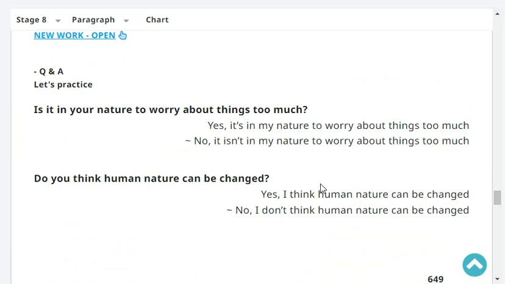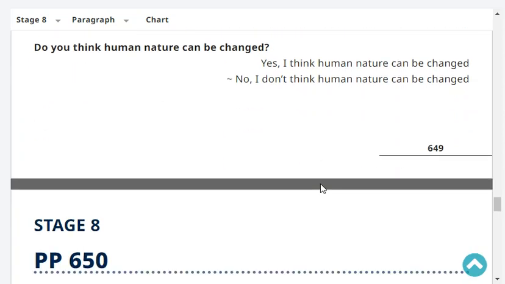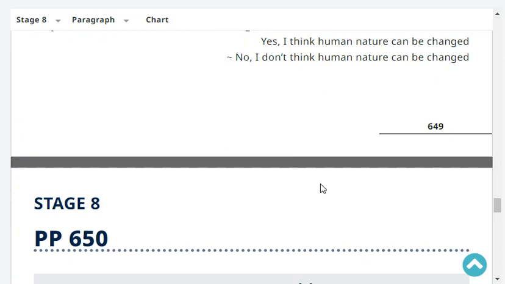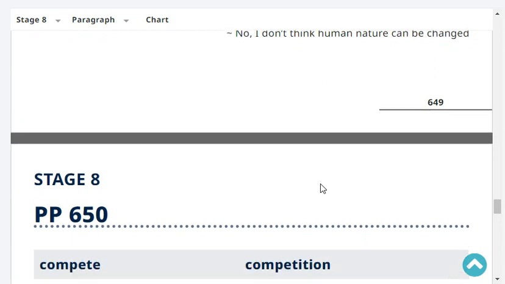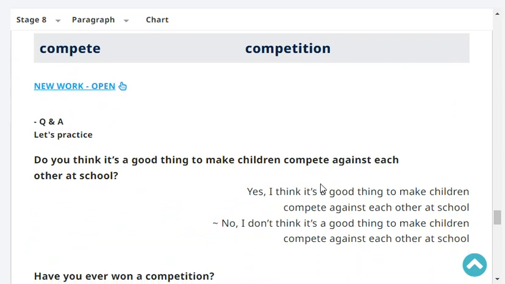Is it in your nature to worry about things too much? Yes or no? No, it isn't in my nature to worry about things too much. Very good. Do you think human nature can be changed? Yes or no? No, I don't think human nature can be changed. Very good.